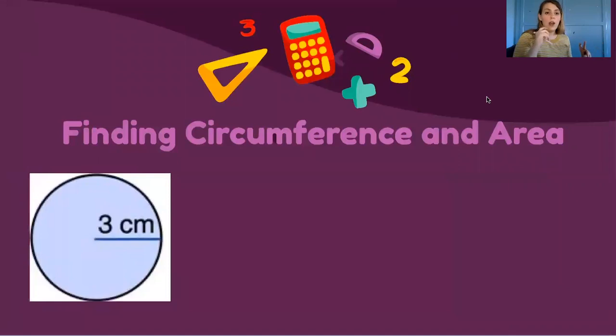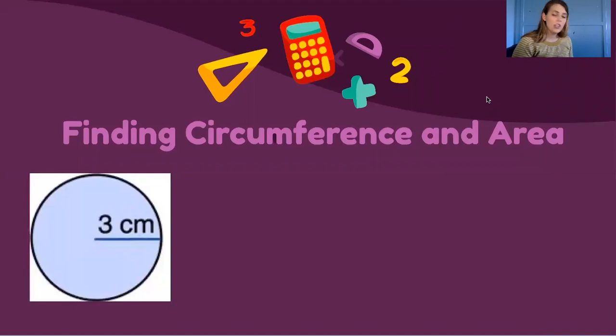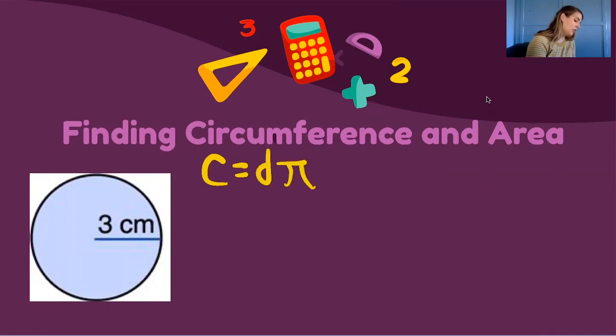But we're going to go to this problem. I have a radius of 3, and I want to find the circumference and the area. So with the circumference, there are two formulas that can be used. You can use circumference equals diameter times pi. Or if you don't have the diameter and just have the radius, since the radius is half a diameter, we also have circumference equals 2 times radius times pi.